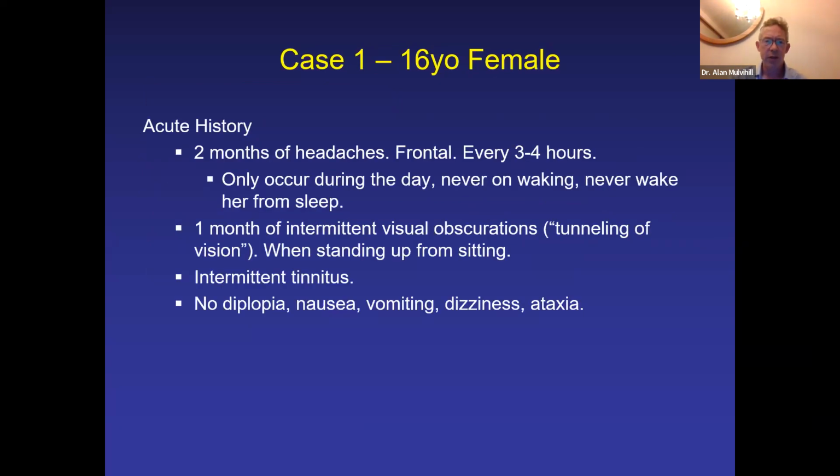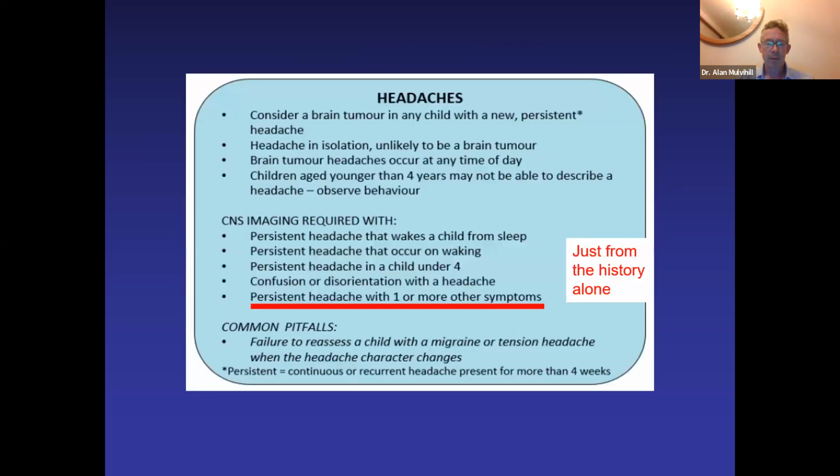Taking a more detailed history from this young lady, she said she'd had a 2-month history of headaches. They were frontal, they were every 3 to 4 hours, but only occurred during the day, never on waking, and they didn't wake her from sleep. She'd also had a 1-month history of intermittent visual obscurations, where basically vision in both eyes went a bit dark, like a tunnel vision effect, especially when she stood up. She also reported new onset tinnitus, but had no other neurological symptoms.